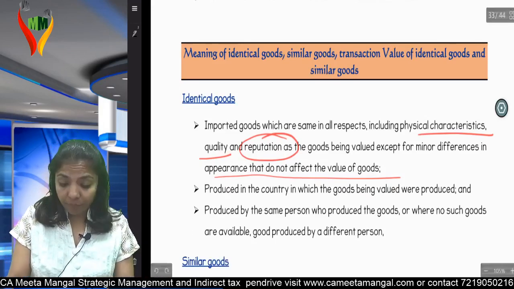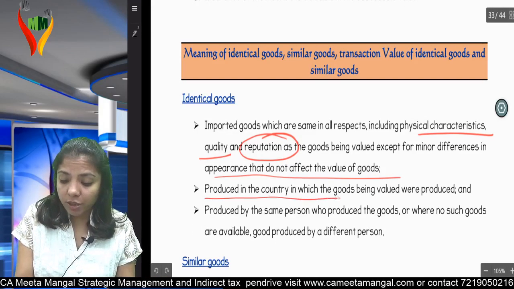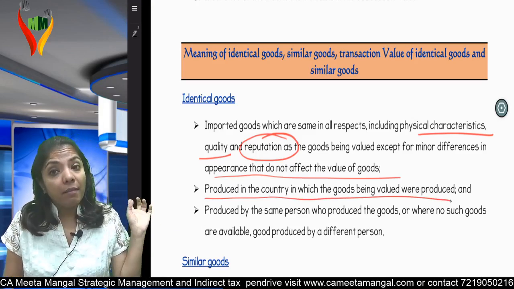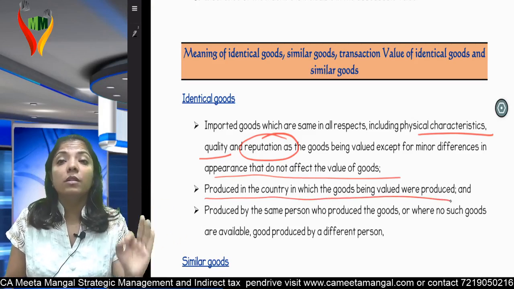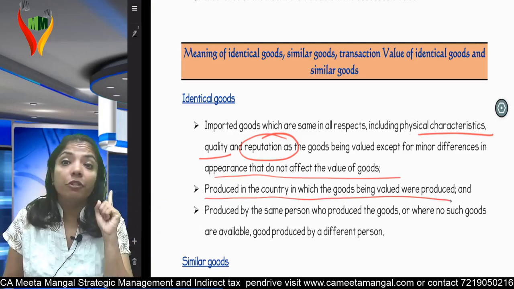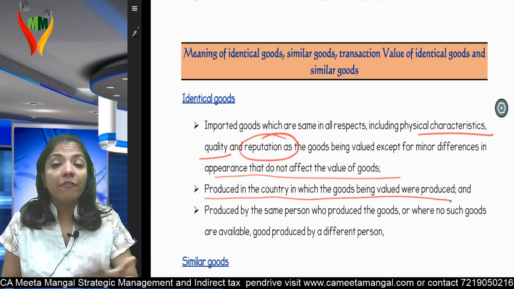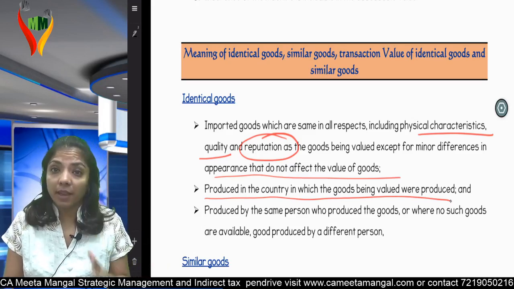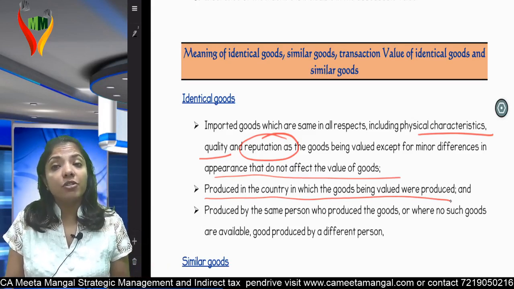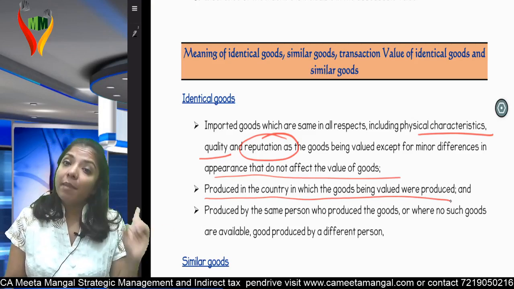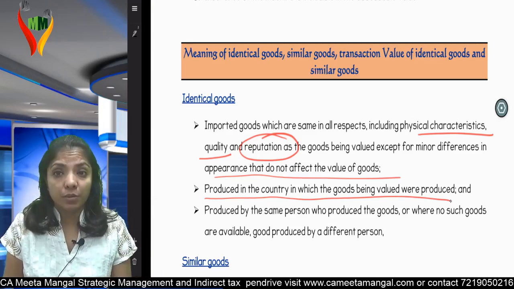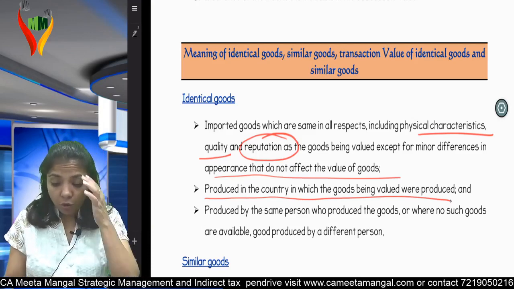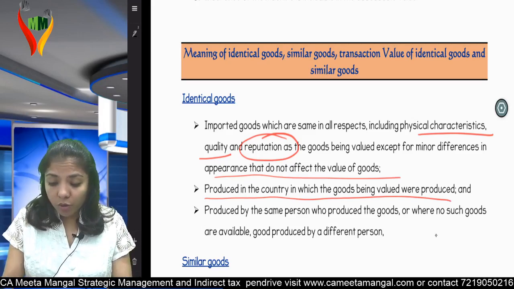Second point to be identical: produced in the country in which goods being valued were produced. My goods were produced in USA. Mr. A's goods were also produced in USA. Country should not change. Why? Every country has its own way of cost of production, so every country's costing will be something else. So the country in which I have produced my goods, the same country Mr. A's goods are also produced in.